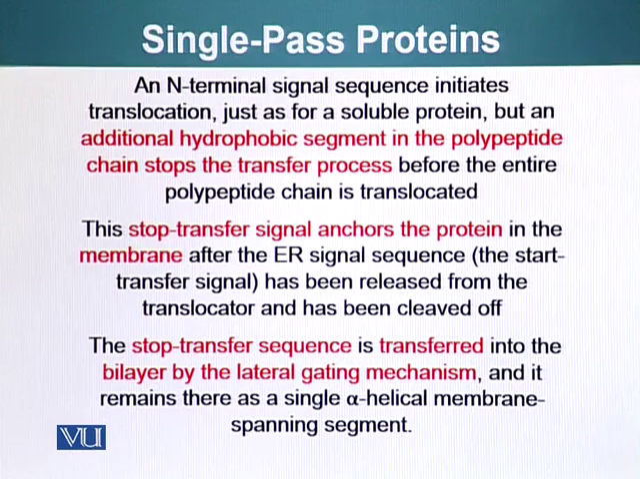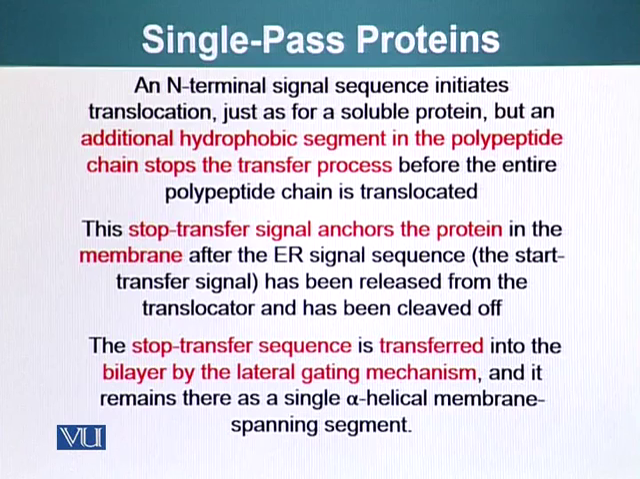Now let's talk about the proteins that get embedded in the membranes. An N-terminal sequence initiates the translocation just as it does for a soluble protein, but there's an additional hydrophobic segment in the polypeptide, further downstream from the signal sequence, which can stop the transfer process before the entire polypeptide chain is translocated. So this hydrophobic segment is again recognized, and it stops the protein transfer. The stop transfer signal anchors the protein in the membrane.